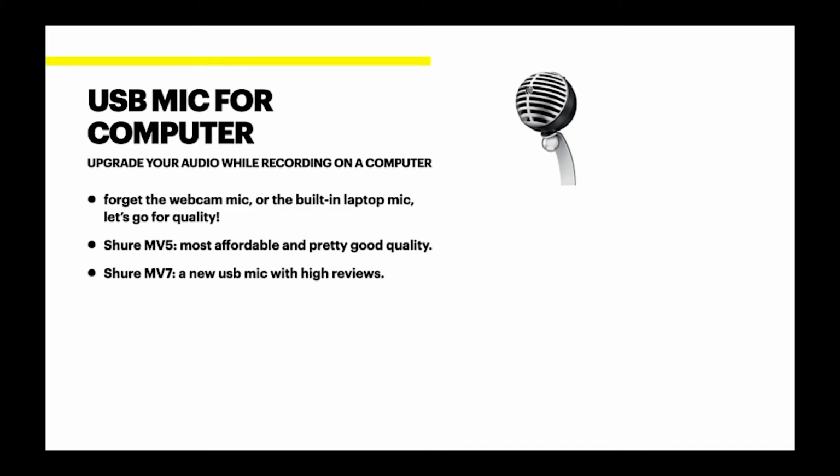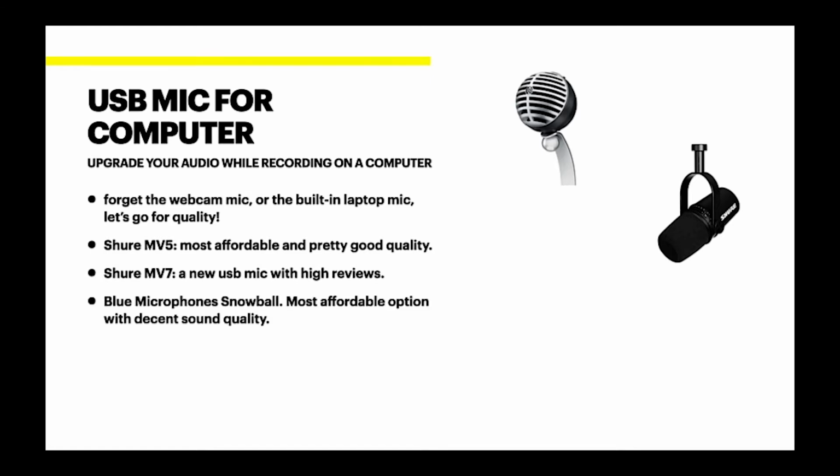Then there's the Shure MV7. This is a new USB mic with high reviews. Looks like this. Or you can use the Blue Microphone Snowball. This is the most affordable option of the bunch. Well, it's very close to the MV5, and it has a decent sound quality as well.